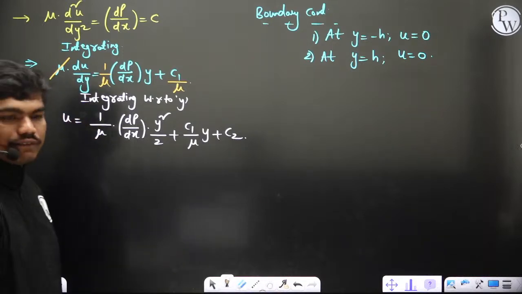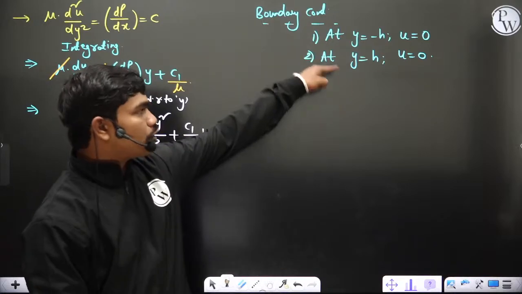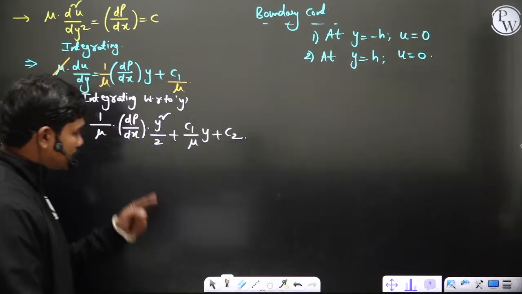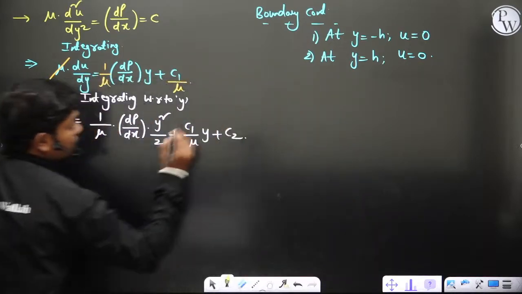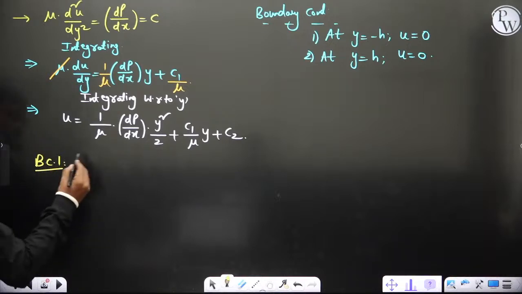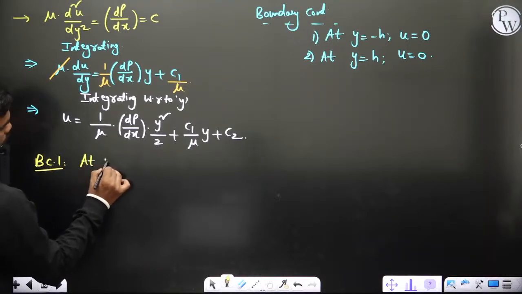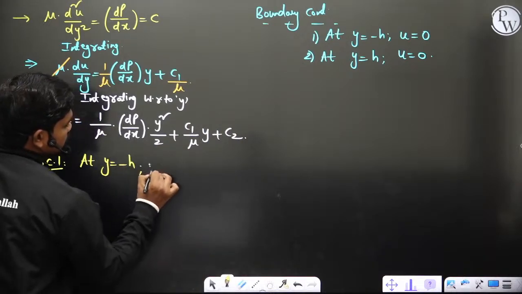So this is the velocity profile. Now you have two arbitrary constants, so to calculate two arbitrary constants you have two boundary conditions. Let us substitute. Let us first use boundary condition 1. What does this tell you? At y equal to minus h, u is equal to 0.